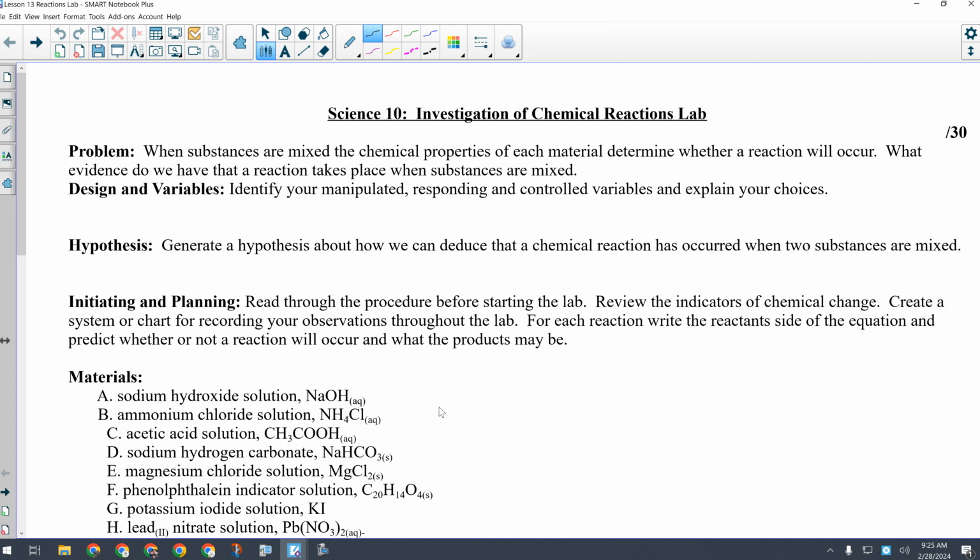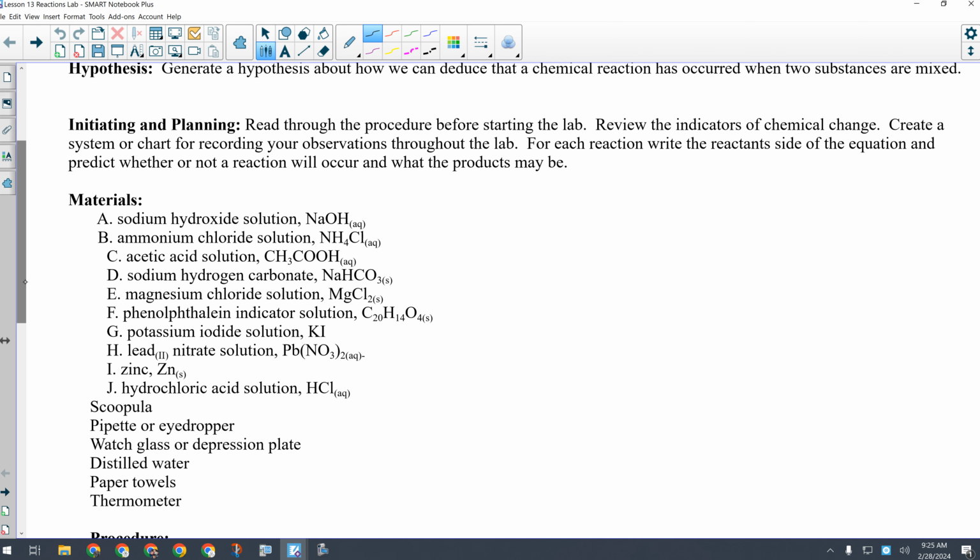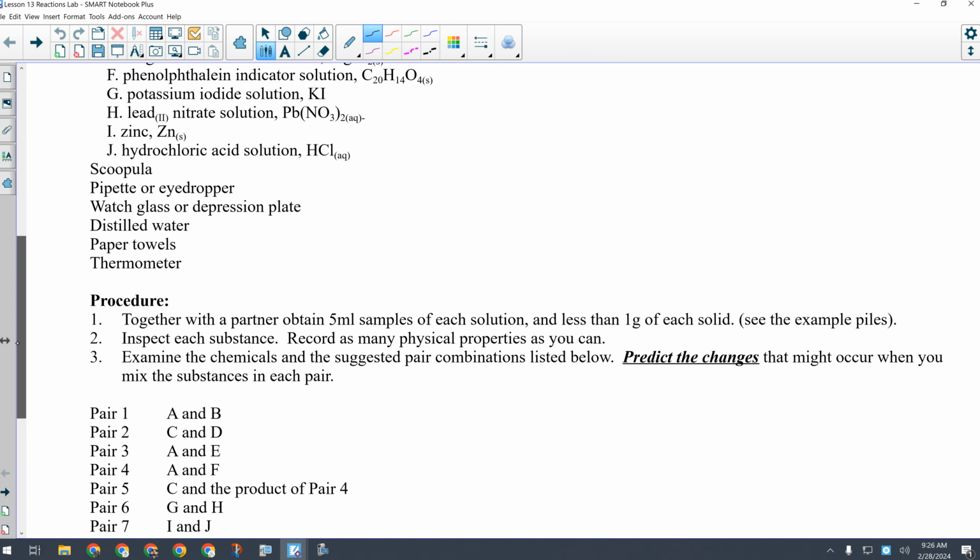So the lab tomorrow is going to work like this. You're going to have a bunch of reactants on the front desk. Those reactants will be sodium hydroxide, ammonium chloride, acetic acid, sodium hydrogen carbonate, magnesium chloride, phenolphthalein, potassium iodide, lead(II) nitrate, zinc, and hydrochloric acid. Those will be your reactants. You do not just get to mix them willy-nilly. There are specified pairs of reactants.